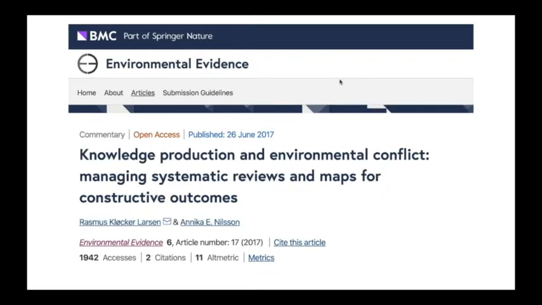Another paper was one by my colleagues at SEI, Rasmus Klokke Larsen and Annika Nilsson, and they talked about producing knowledge and conflict, and how you can try to deal with conflict when you are synthesizing evidence and producing knowledge with the ideal endpoint of having constructive outcomes. And they have some really nice schematics on what the relationship between conflict and knowledge production is, and who owns that knowledge.